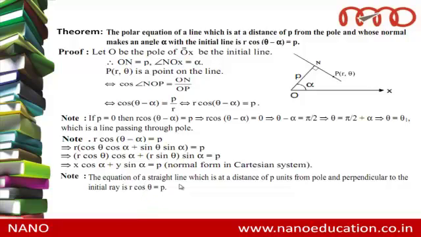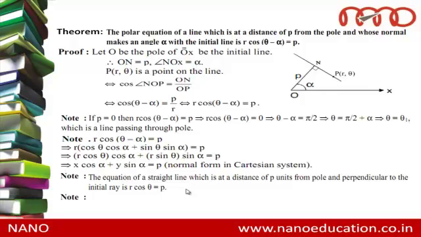And again, the equation of a straight line which is at a distance of p units from the pole and perpendicular to the initial ray is given by, alpha will be what when it is perpendicular to the initial ray? 0. So r cos theta is equal to p.